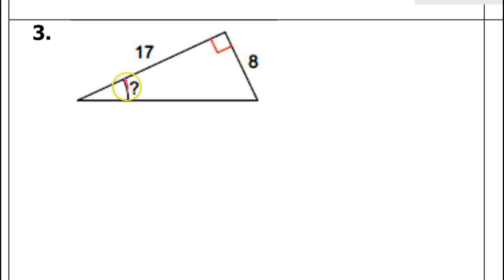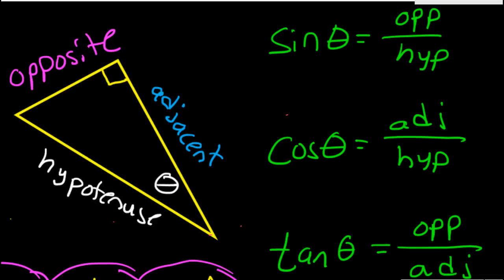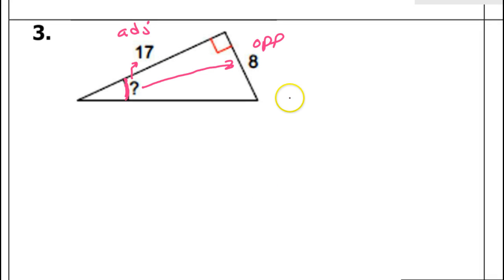Problem number 3, we have this angle right here, and then we have these two sides. Are either one of these the hypotenuse? No. Okay, this one is the opposite leg because it is across from the angle. This one is the adjacent leg because it is right next to the angle. Opposite and adjacent. Which trig function is that? That's going to be the tangent function, opposite over adjacent. So we will say tangent of question mark is equal to opposite over adjacent.